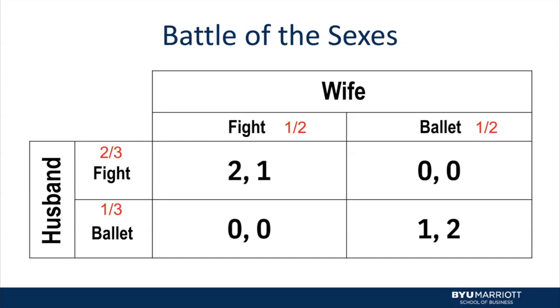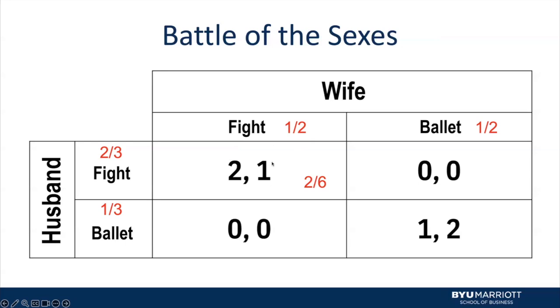So the first step that we're going to do here is multiply each of the probabilities by each other to find the probability of each outcome. If we wanted to find the probability that fight would occur, this one right here, well, the probability of the husband selecting that is 2/3. The probability of the wife selecting that is 1/2. So we would multiply 2/3 times 1/2, and we would get 2/6.